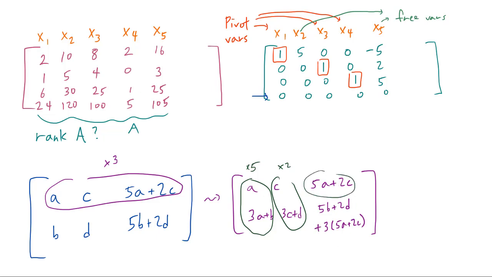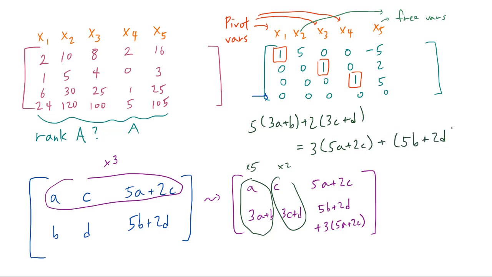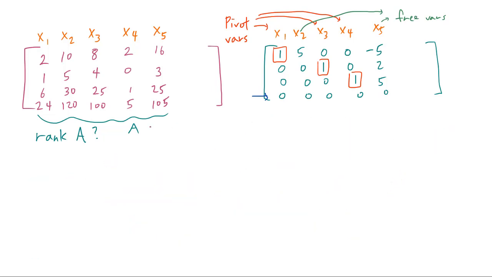This is of course trivial for the first entry. To see for the second entry, realize that 5 times (3a plus b) plus 2 times (3c plus d) is, just by distributive properties, 3 times (5a plus 2c) plus (5b plus 2d). And this is exactly what we have here. And you can make a similar observation for other elementary row operations. And what this is telling us is a remarkable fact that columns that are linearly dependent are going to stay linearly dependent. And since everything is reversible, columns that are linearly independent are going to stay linearly independent.